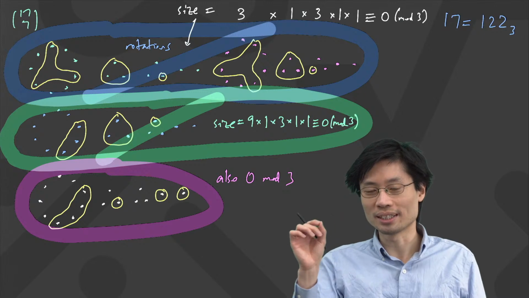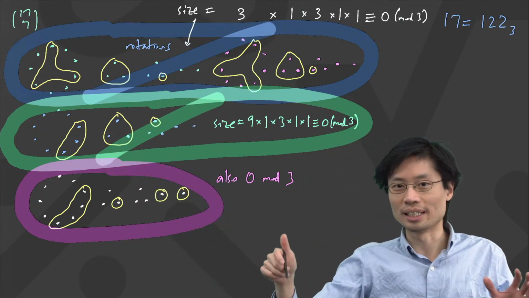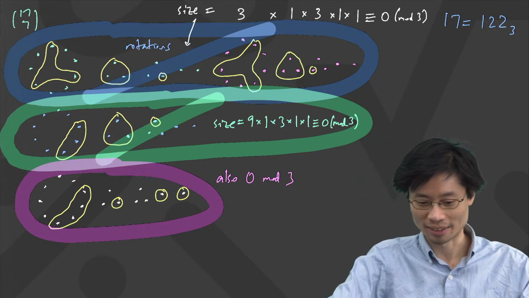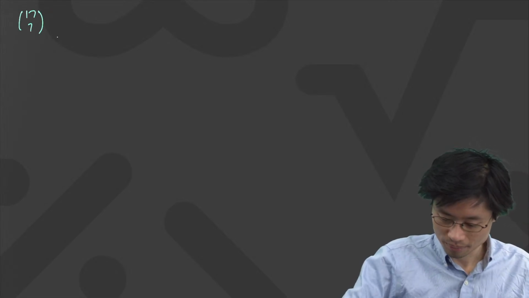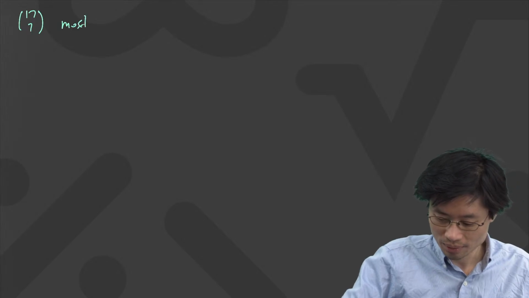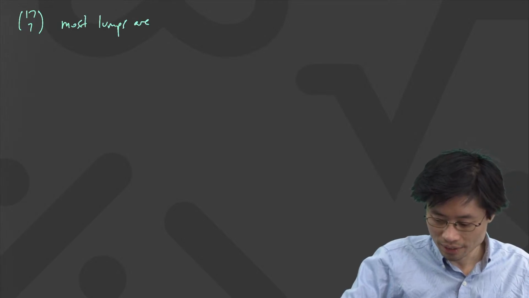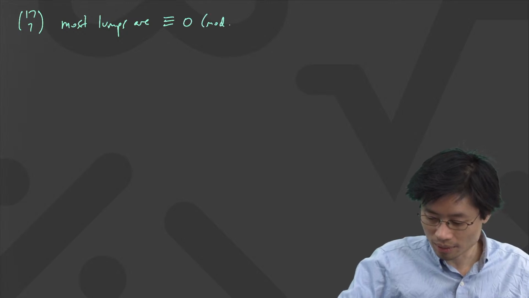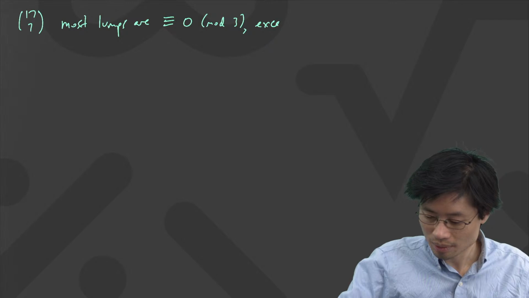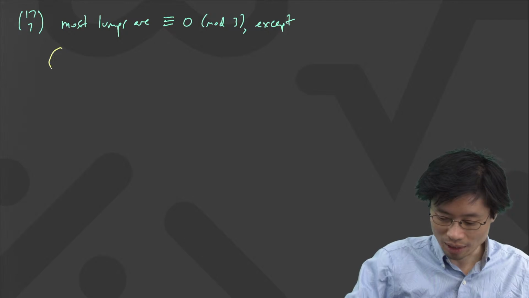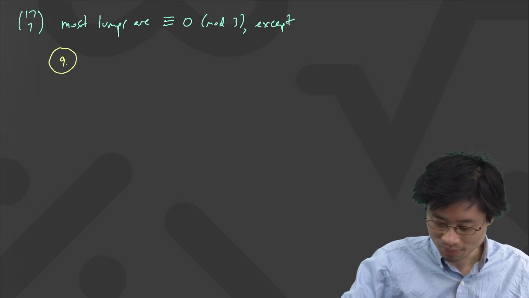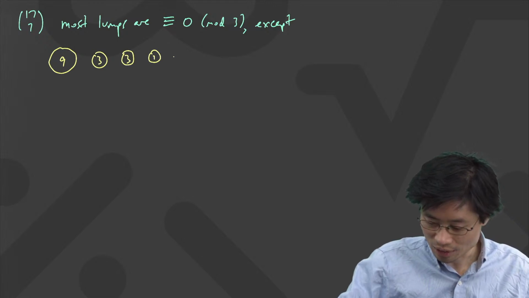That's the key point here. So all these lumps will be 0 mod 3, except for the all or nothing lumps. Let me write that down. So in this 17 choose 7, most lumps are congruent to 0 mod 3, except for some mysterious lumps. The ones which, I'll draw a circle now, okay? I'm just going to call it a circle of 9, a circle of 3, a circle of 3, a circle of 1, and a circle of 1.